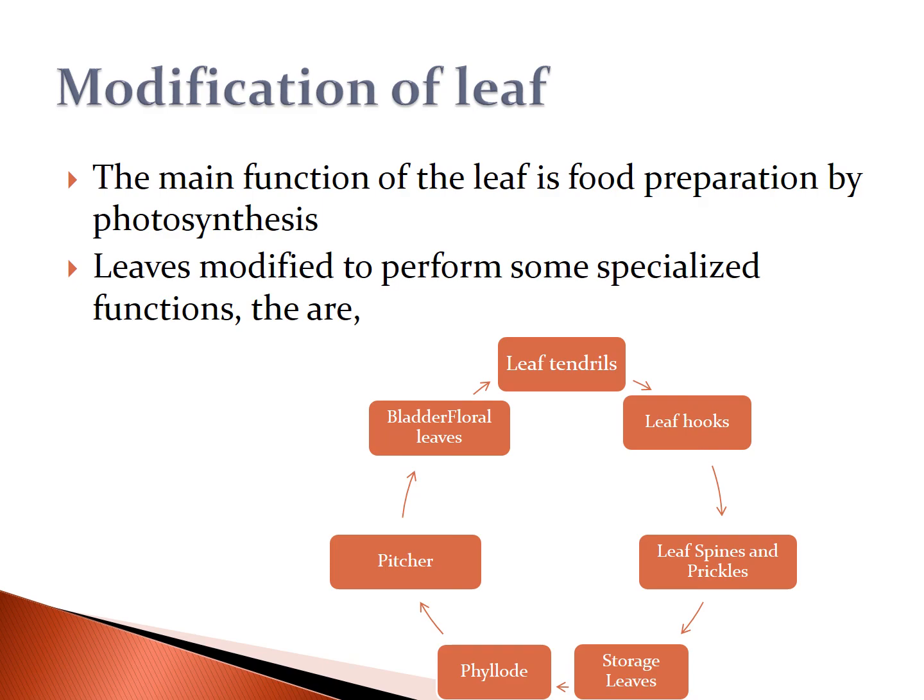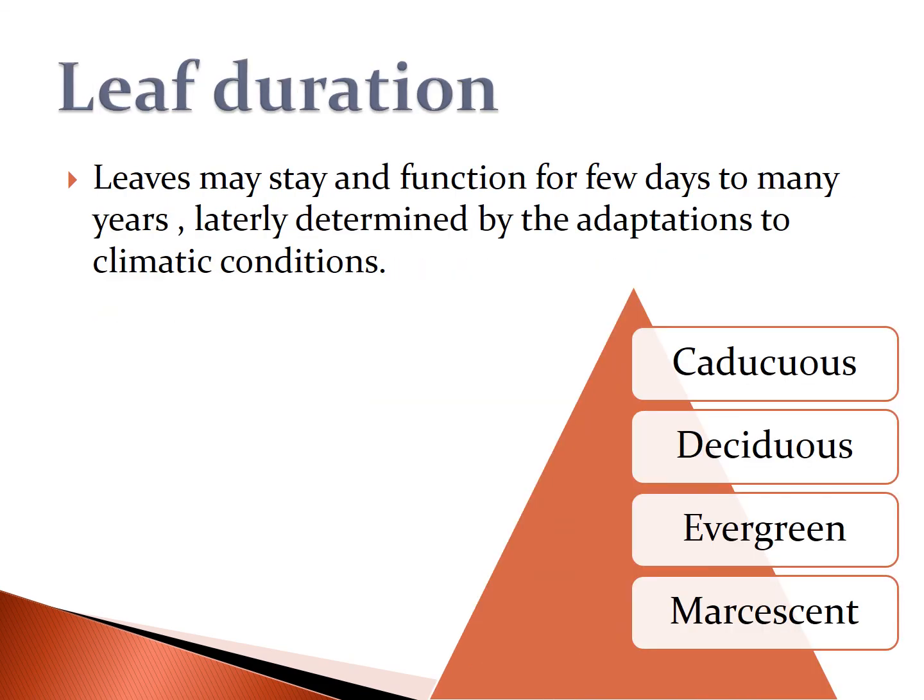Then leaf duration. We are going to see about leaf duration. According to the leaf duration, taxonomy will be present. Therefore, leaf duration is also very important. Leaf duration is the period of the leaf life. Leaves may stay and function for a few days to many years, largely determined by adaptations to climatic conditions. Leaf duration is based on the climatic condition.